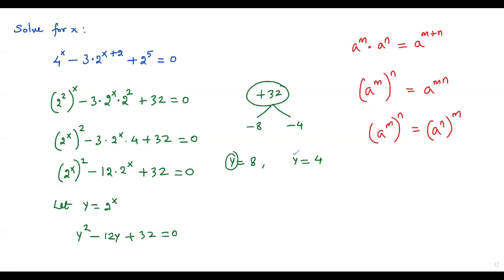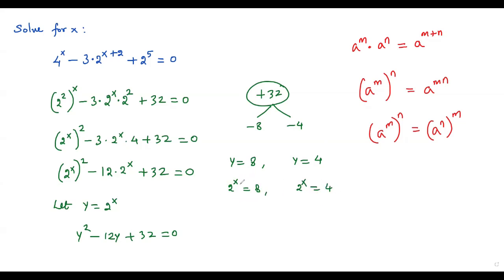Actually, y is a variable taken by us to make the solving process easier. Now it has to be replaced by the original stuff, that is 2 to the x power. So now I'm going to plug in 2 to the x power for y in both the equations. Then I'm getting 2 to the x power equals 8. Then here 2 to the x power equals 4. Now we have to solve for x in these two equations.